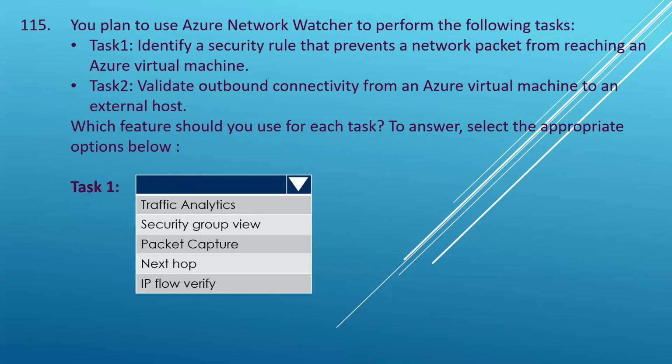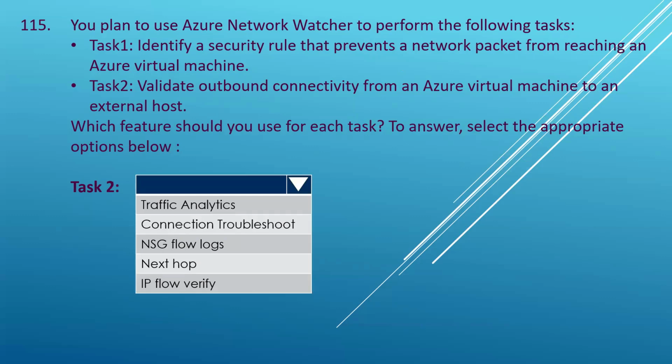The correct answer here is IP flow verify. IP flow verify checks if a packet is allowed or denied to or from a virtual machine. The information consists of direction, protocol, local IP, remote IP, local port, and remote port. If the packet is denied by a security group, the name of the rule that denied the packet is returned. While any source or destination IP can be chosen, IP flow verify helps administrators quickly diagnose connectivity issues from or to the internet and from or to the on-premises environment.